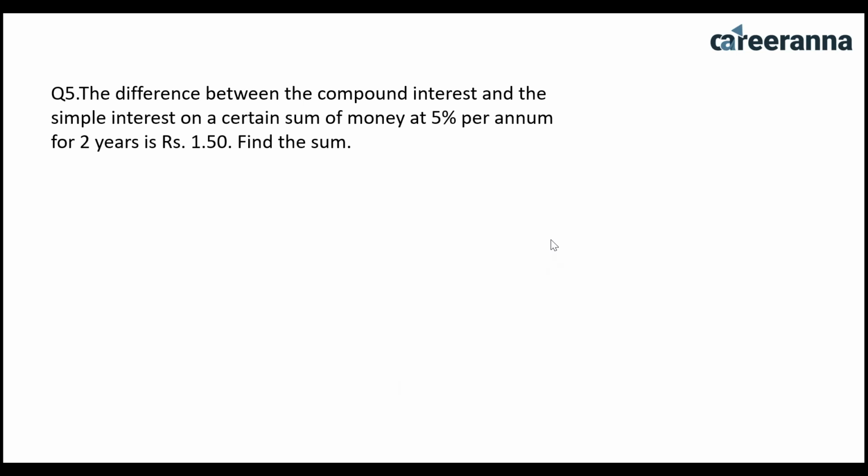The difference between the compound interest and the simple interest on a certain sum of money at 5% per annum for 2 years is 1.50. Find the sum. Now, for 2 years only, let's talk about this thing. I told you SI for 2 years will be 2 PR.